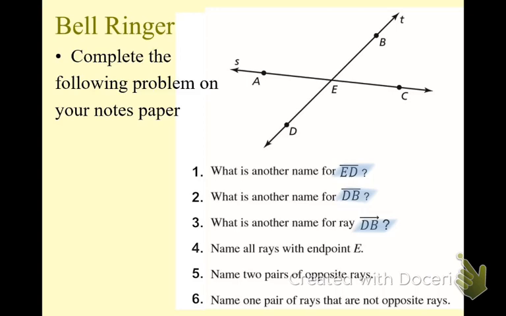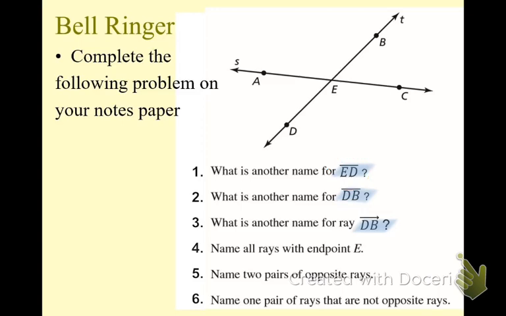All right. So we have these three we're going to answer. The first: what is another name for ED? Is this a line segment, or a ray? Segment. Why do I know it's a segment? Yeah, it's a straight line, no arrows.